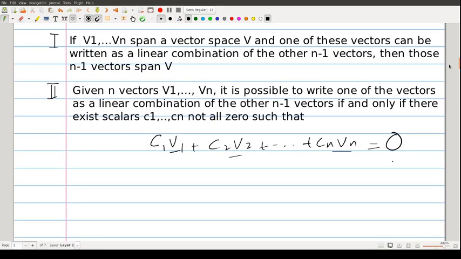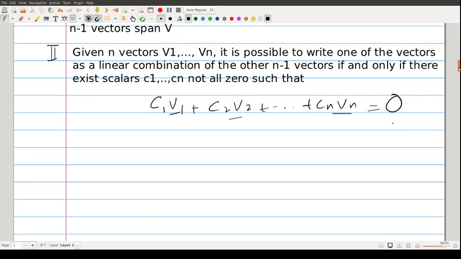Let's talk about a theorem. So the first theorem is that if v1 to vn span a vector space V, so span means you take linear combinations of all of these and they span this vector space V, and one of these vectors can be written as a linear combination of the other n minus 1 vectors, then those n minus 1 vectors also span V. And so here's the idea.